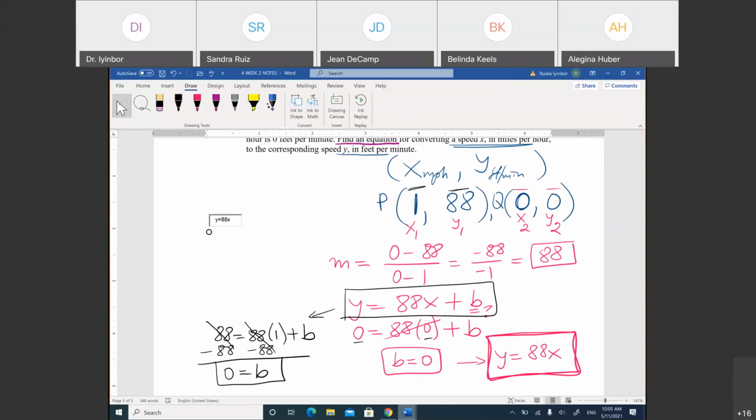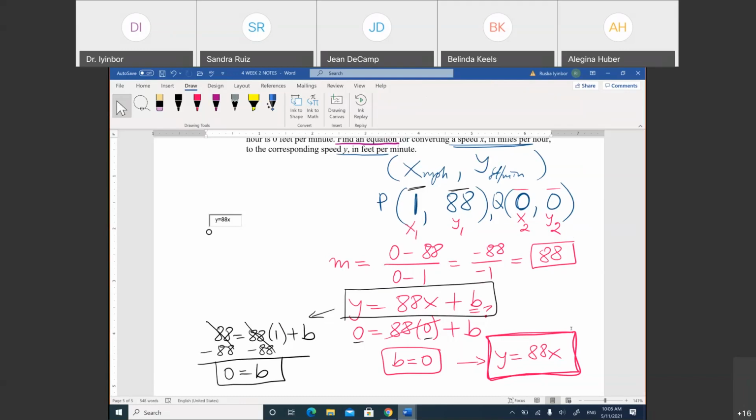I have a question. Yes. Would it be wrong to write y equals 88x plus 0, or do you just omit the 0? So we have the equation as y equals 88x. But would it be wrong to write y equals 88x plus 0? Oh, okay. No. It should be the same. Yes, you can write it with plus 0. Yeah. No problem. Okay. Any other questions?